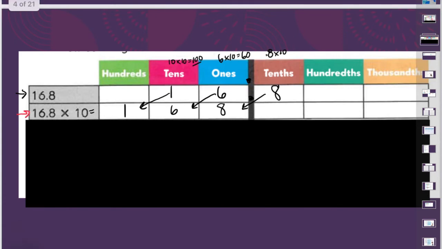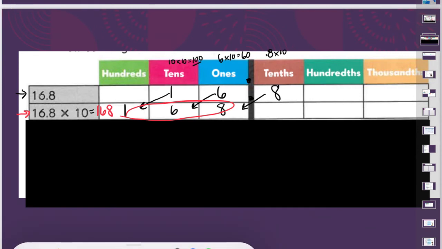So when we multiply 16.8 times 10, we get 168. Now look to see what happened, what changed between 16.8 and 168. We multiplied by 10, and our decimal point, you probably noticed, moved one place value to the right to give us 168. And the value of each digit became 10 times greater when we were multiplying by 10.